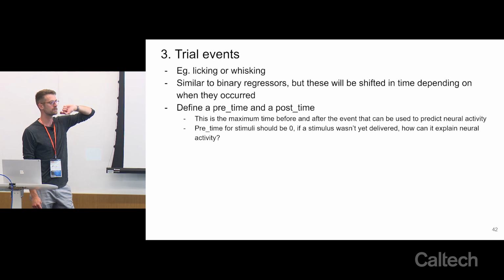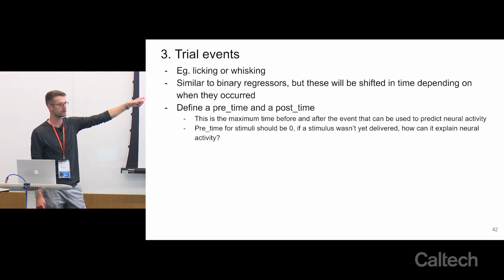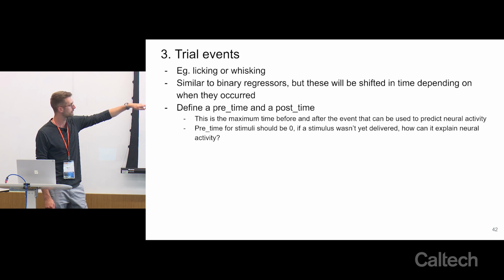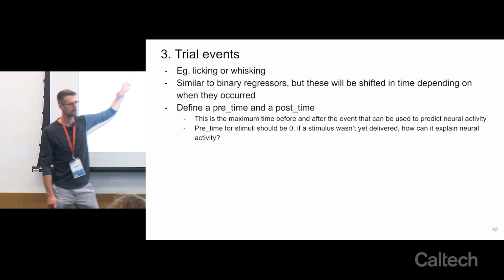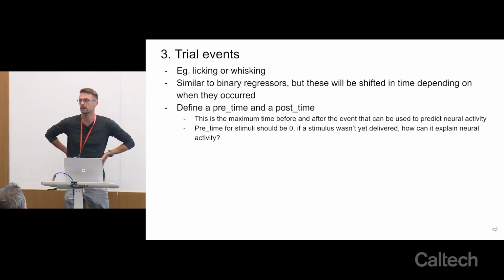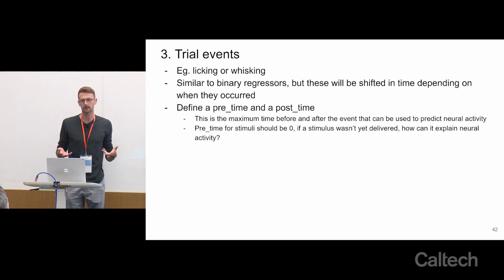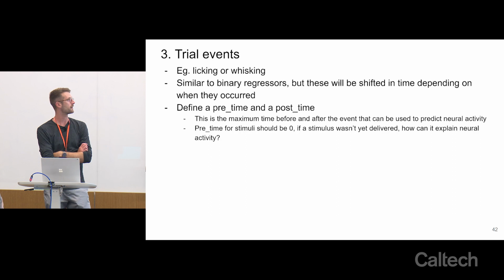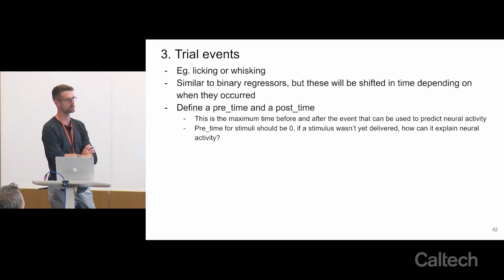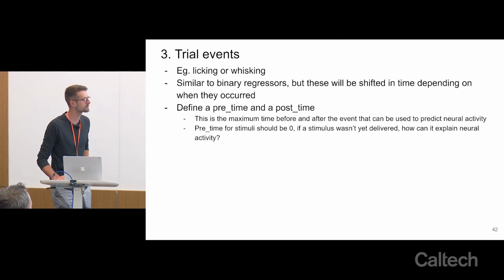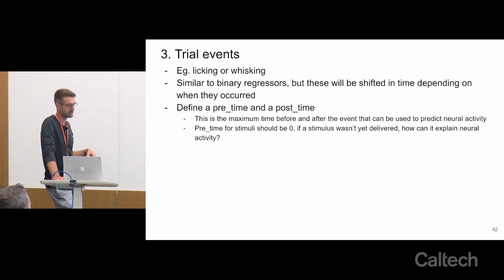What those specify is how long before the event occurred do I want to be able to explain neural activity with it? And then post-time, how far after the event occurrence do I want to be able to explain neural activity? So the obvious case is for a stimulus, the pre-time should be 0. Because if the stimulus hasn't come on yet, there shouldn't be any way that it can be modifying neural activity. So we'll define a pre-time of 0 for stimulus, and maybe 1 to 2 seconds for a post-time. Things like motor signals, we think there's generally preparatory activity happening before the execution of a motor command. So we do allow those regressors to explain variance before something actually occurs.